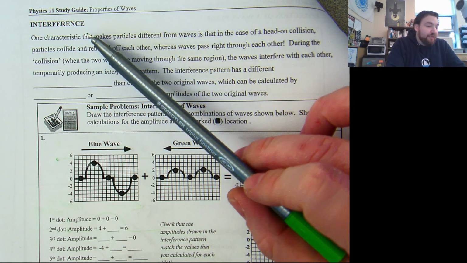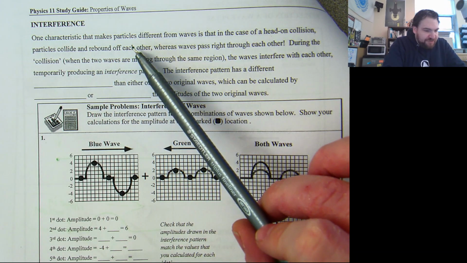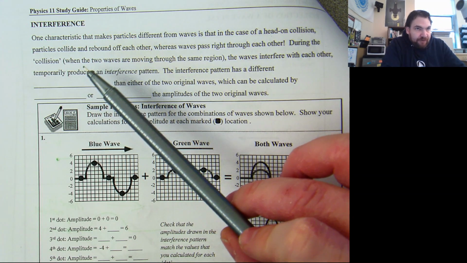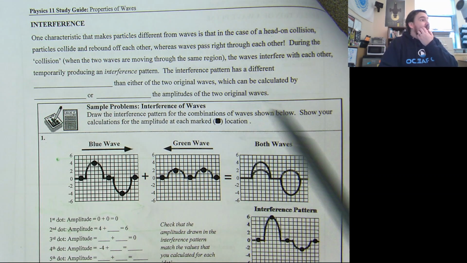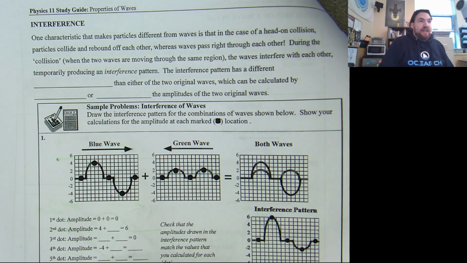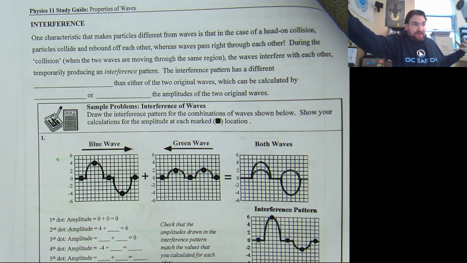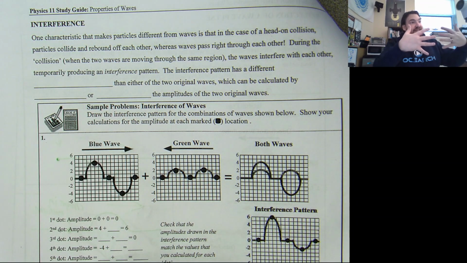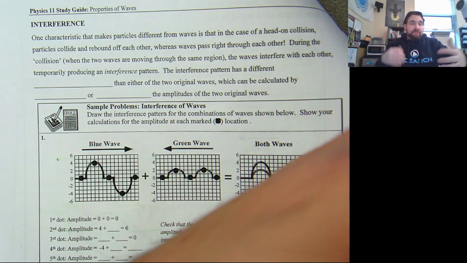One characteristic that makes particles different from waves is that in the case of a head-on collision, a particle is going to rebound. You've experienced this. We looked at momentum. When I had one object, like on a pool table, if you have one ball sitting there and you throw another ball at it, they'll hit each other, and then bounce off in separate directions. Momentum, we've looked at it already. But waves don't. Waves pass through each other. The energy is allowed to interact, but the energy of each wave is going to keep going in the direction it was traveling in. It's a different effect.